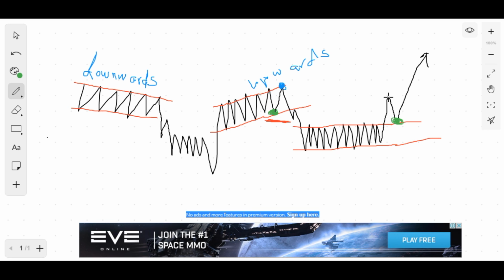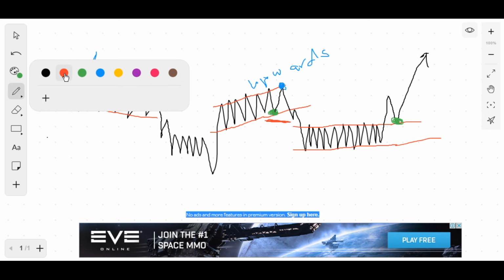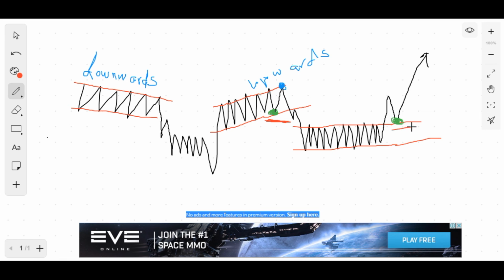So it broke out, came back to retest, and price always does this. 80% of the time price is doing this. Okay, so it will break out, it will come back to retest that same line, and then it will start moving in the opposite direction. So you enter your buy here, your stop loss should be somewhere down here, and your take profit should be up here. Okay, that is where you put your take profit.